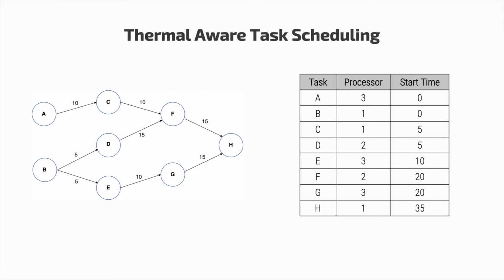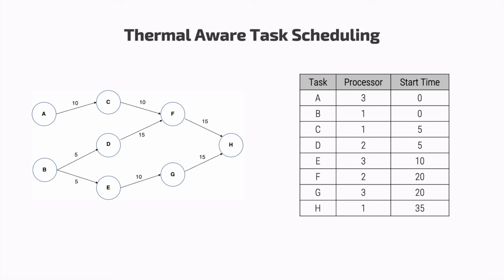After implementation in AMPL, tasks are distributed more evenly to reduce power dissipation for each processor to reduce thermal variation. In the table, you can see the assignment of tasks from a sample task graph to different processors and their individual start times.